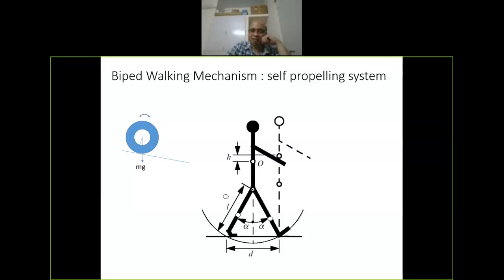Okay. So this is an example, the black stick figure. If you look at the two legs, they are designed like the spokes of a wheel. Okay, the two legs which are shown here having length L, they are designed like the two spokes of a wheel. And because it is designed like a wheel, if you put it on an inclined ground, it should roll forward.